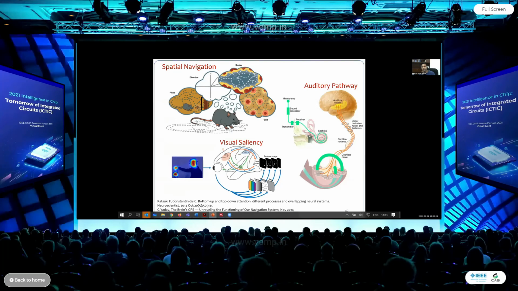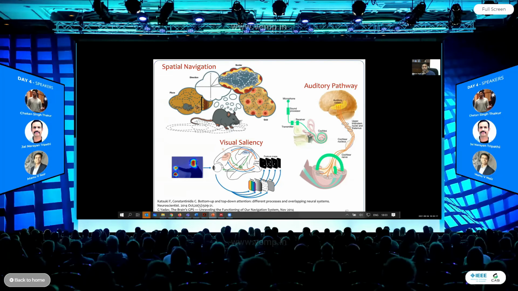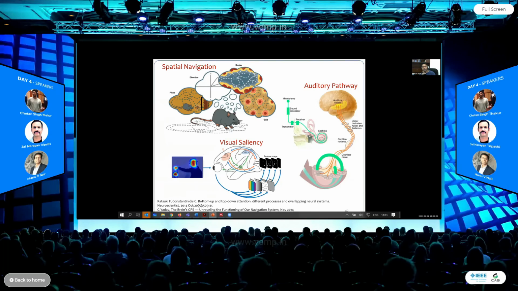And that's the advantage of learning. If you are learning with that, you don't need that accuracy, so you can do a lot of hardware tricks or approximation there.